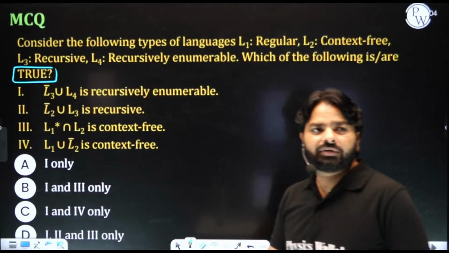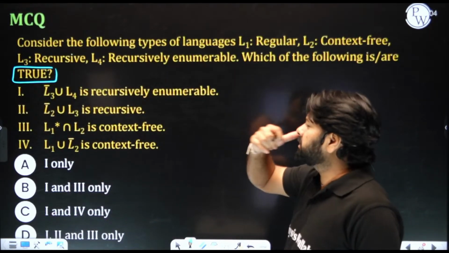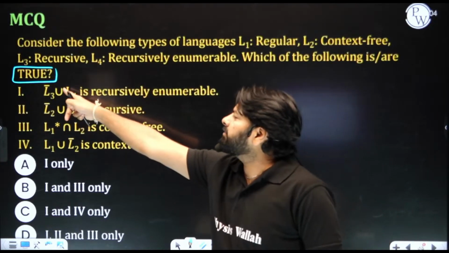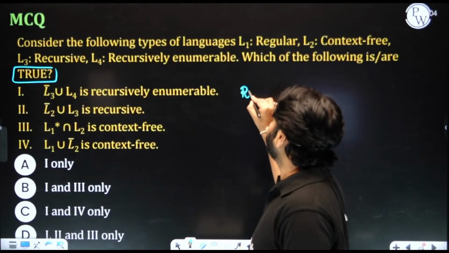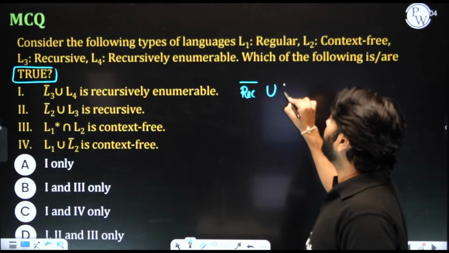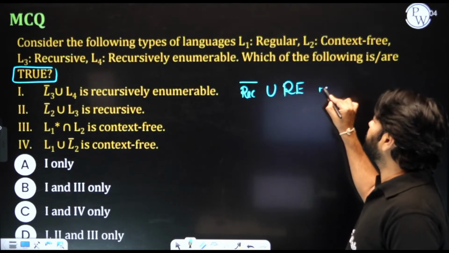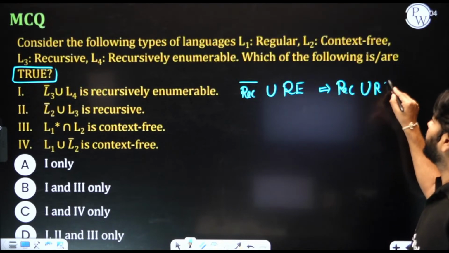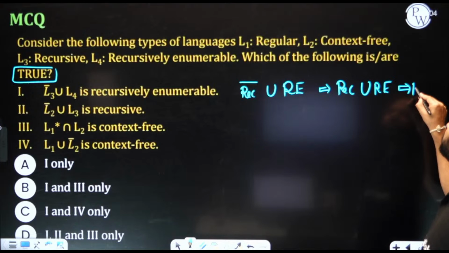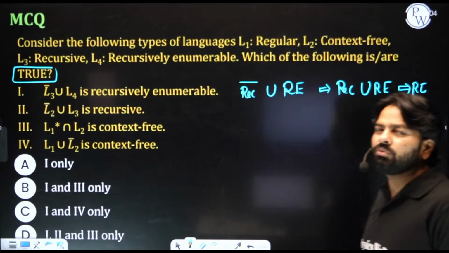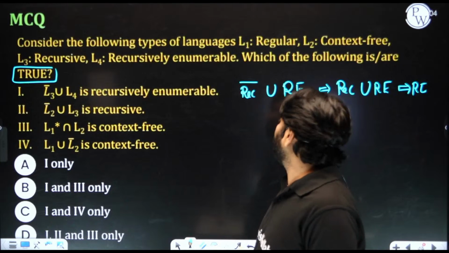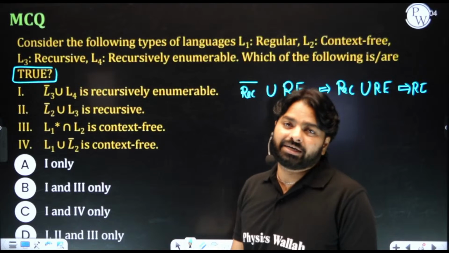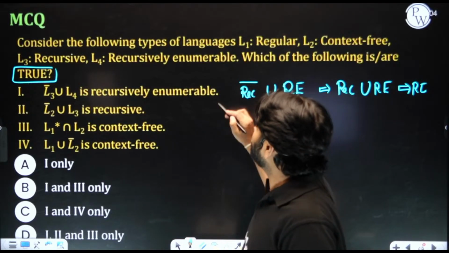You just do the substitutions, remembering L1, L2, L3, L4 might be different. Substitute immediately. Recursive complement union REL. Recursive complement is recursive, union RE. Recursive union RE, you can always say RE, because for both of them you have a Turing machine. You can do the union of two languages to get another Turing machine. So this is recursively enumerable, but need not be recursive. So this statement is true.